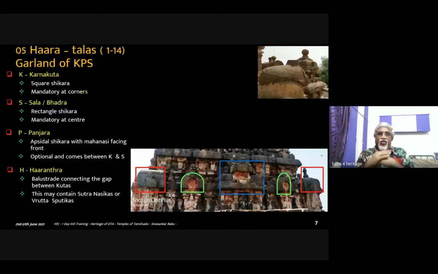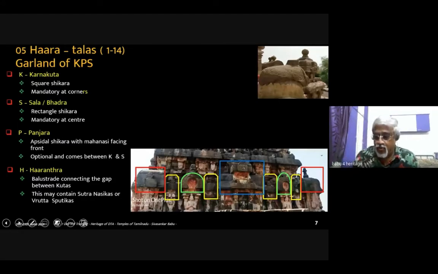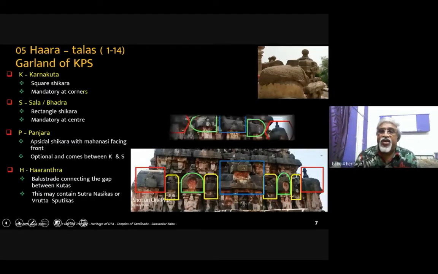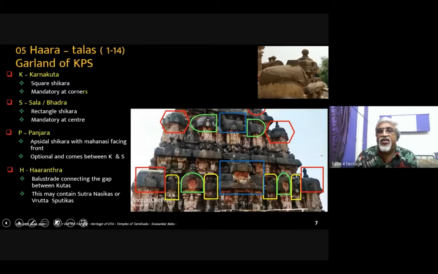And once we have completed the layers, your standard component of Griva and Shikara comes in. Okay, so what we have seen is Karnakuta in the corners, Sala in the center, and Panjara in between, and the gap is called Arantra. So hope this is clear. So let us go to the next layer and validate whether this rule applies.